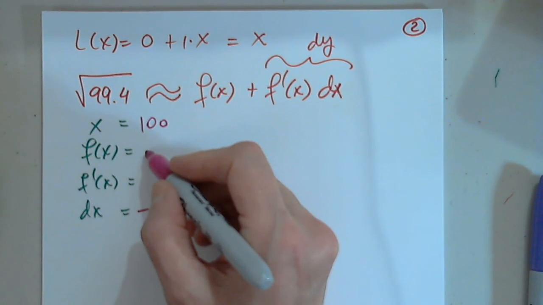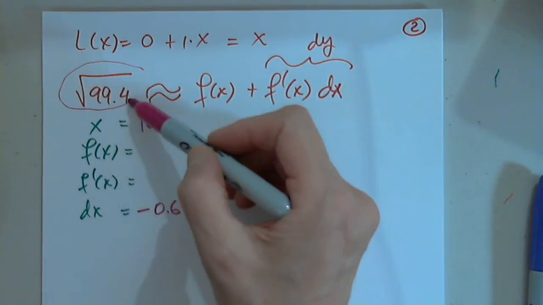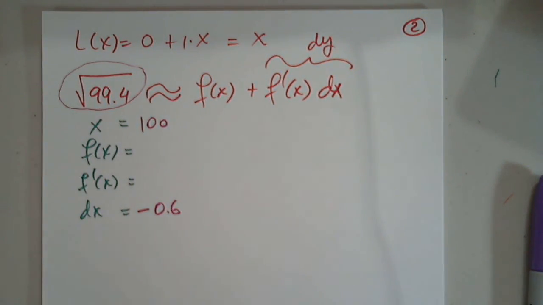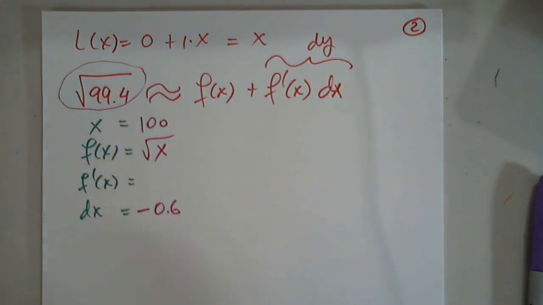So f is, 10? No. Just read this. When you read this, you'll know what the function is. You only have to read it. This is the square root, so the function is square root of x. Good. That's all you have to do. You don't have to think. Just read it. Okay. Good.